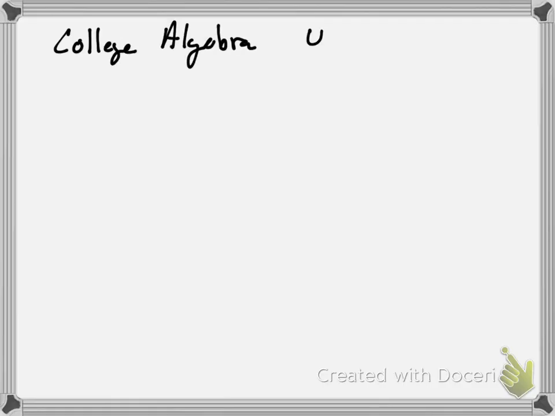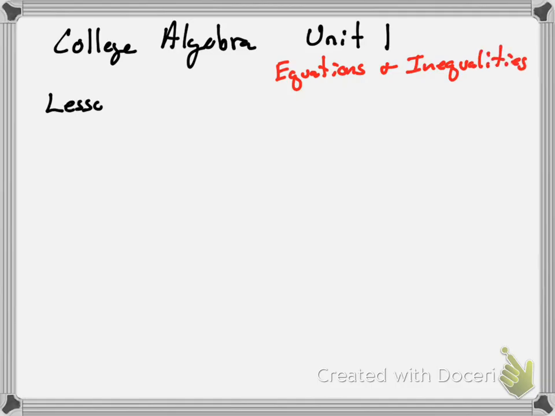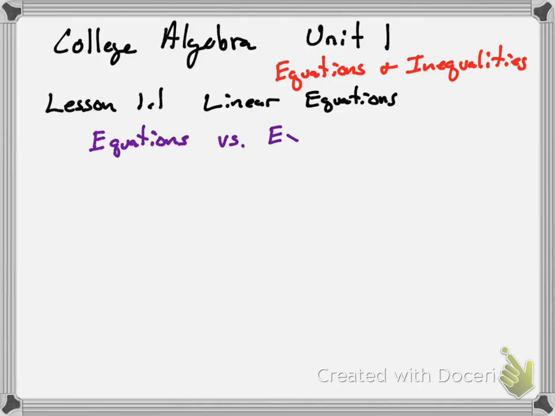Okay, this is College Algebra, Unit 1. Unit 1 is talking about equations and inequalities. Lesson 1.1 talks about linear equations. So there's a difference between equations and expressions.